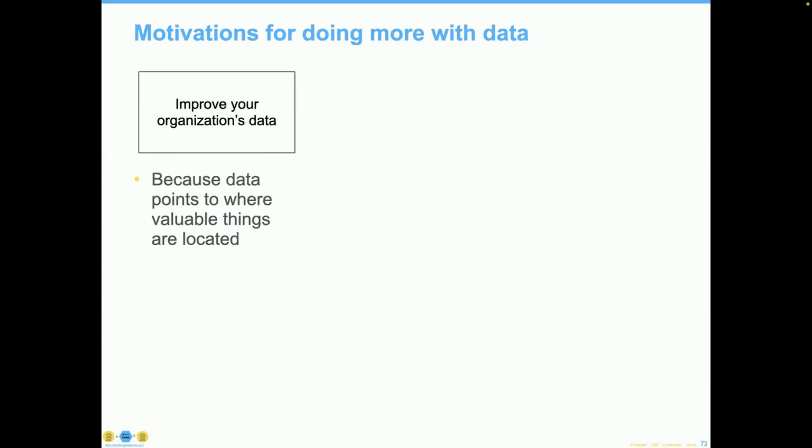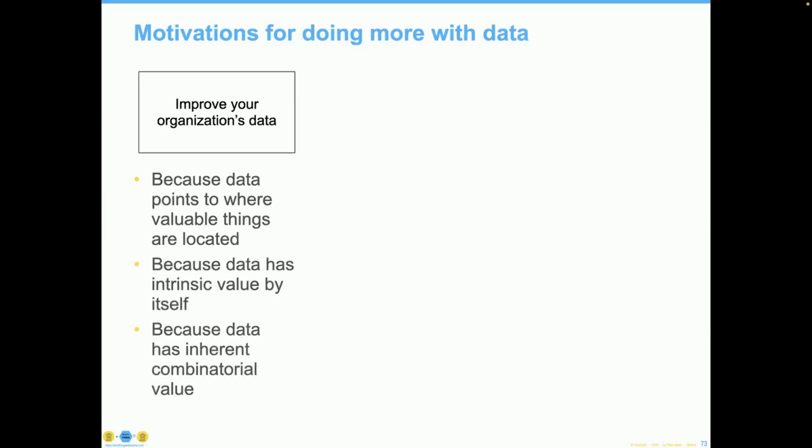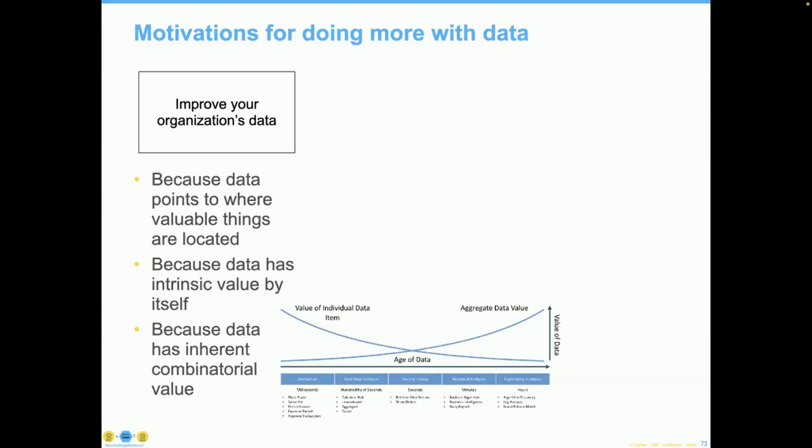It's fine to improve your organization's data because data points to valuable things. It has intrinsic value all in and of itself, and it has inherent combinational value, which means adding 1 and 1 can often equal 11 rather than just simply 3 on this. But you can't stop there.